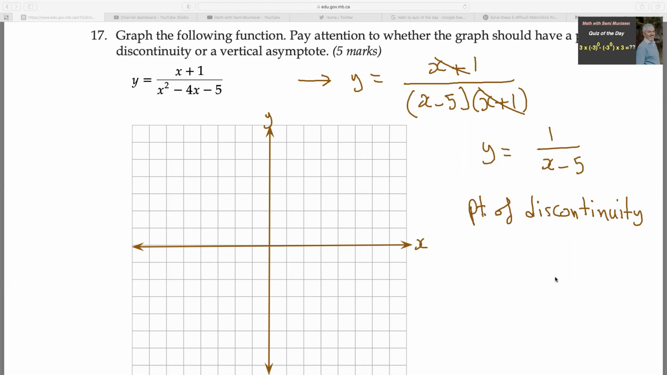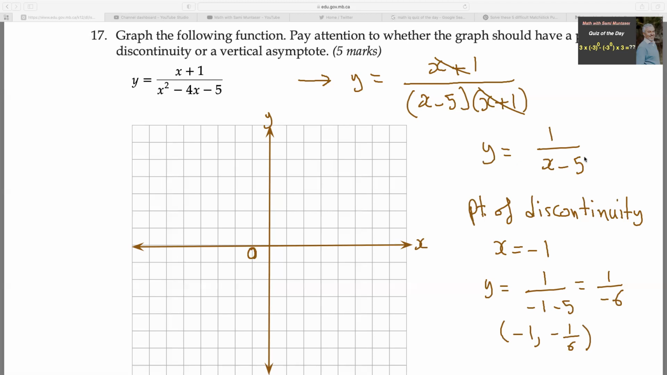Since we have a point of discontinuity, that point of discontinuity is going to be at x equals negative 1, because whatever canceled there gives me x equals negative 1. Sub the negative 1 into the x here, so you have y equals 1 over negative 1 minus 5, which gives me 1 over negative 6, or negative 1 over 6. The point would be negative 1 and negative 1 sixth, so it will be negative 1 here, and negative 1 sixth will be somewhere around there. So you'll have a point of discontinuity right at that point right there.